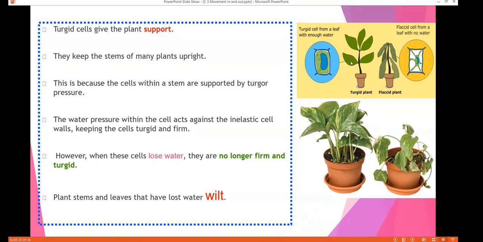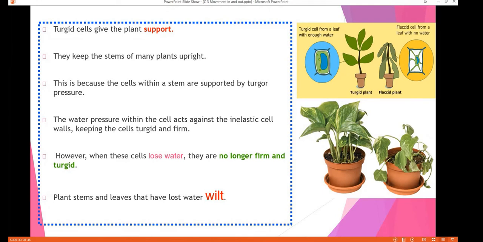So the leaf cells over here are turgid, meaning they have enough water. They are swollen, and that is why this plant looks really, really fresh. This is how the cell looks with enough water in it. Whereas on the right side, you can see a flaccid plant, meaning it is wilted, meaning the water has moved out from the plant to the surrounding atmosphere. Because over here, the diffusion has taken place from the plant cell to the outside atmosphere.